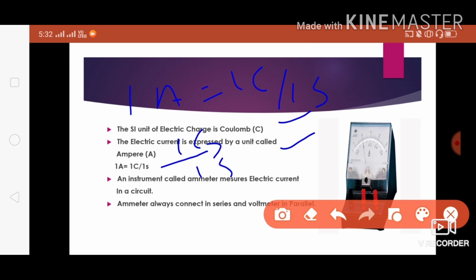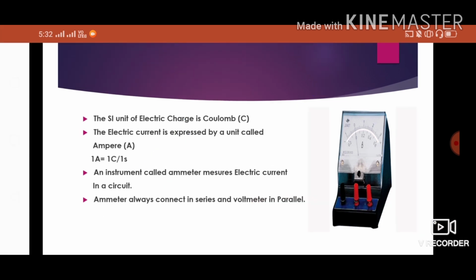An instrument called ammeter measures electric current in a circuit. You can see here the ammeter. Ammeter is a device which is used to measure the electric current, and ammeter is always connected in series and voltmeter is always connected in parallel. Whenever you design any electric circuit, you have to keep in mind that ammeter is always connected in series and voltmeter is always connected in parallel.